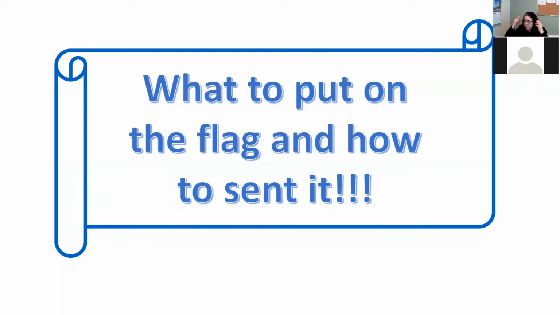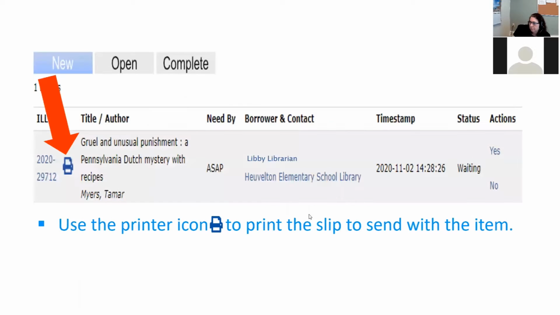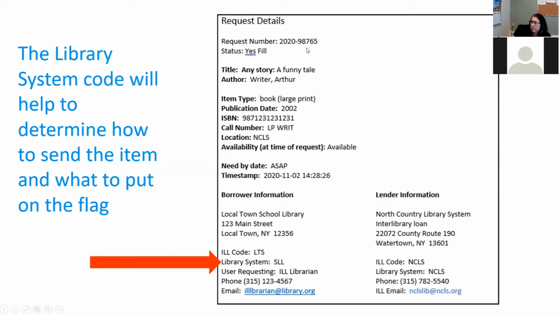Today we're going to do what to put on the flag and how to send it. So yesterday we had talked about lending items out through DueNorth. And when we do that, we've got our request through DueNorth, and then we had that little icon to print out the print slip. That print slip is going to tell you where the item is going, what the item is.